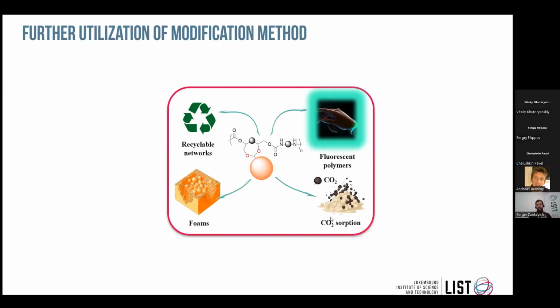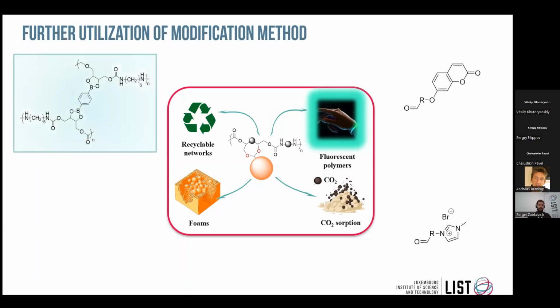So that was basically the method of modification. And then we were thinking about how we can expand it. So we are currently working on several possible expansions. It's like attachment of functional aldehydes to enable CO2 sorption with polymers, to enable synthesis of fluorescent polymers. Also how this modification affects foaming of the polymers. But right now I will be talking about vitrimers, recyclable networks based on dioxaborolane chemistry.